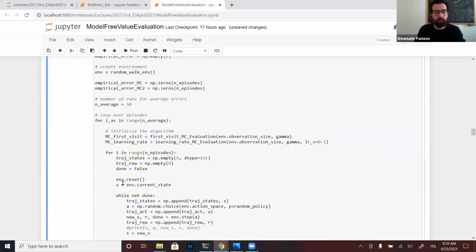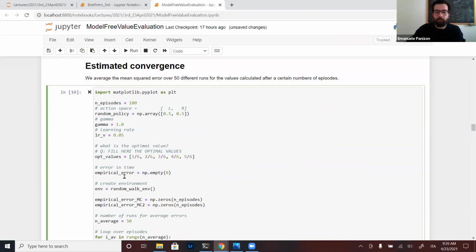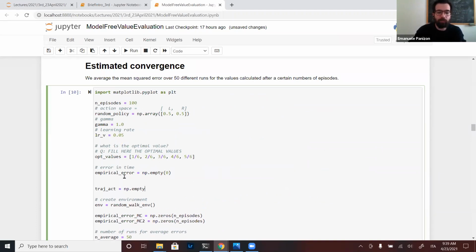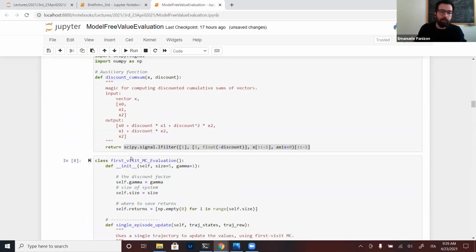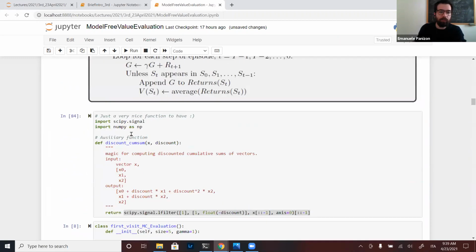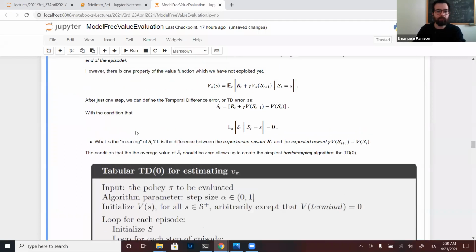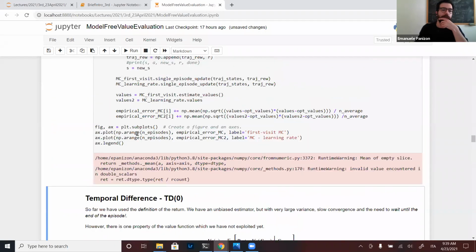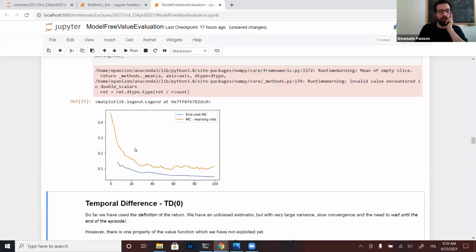I apologize. I have to define this. Yes. As always, I forget to. Okay, it will take a bit because I asked him to do a large number of trajectories.